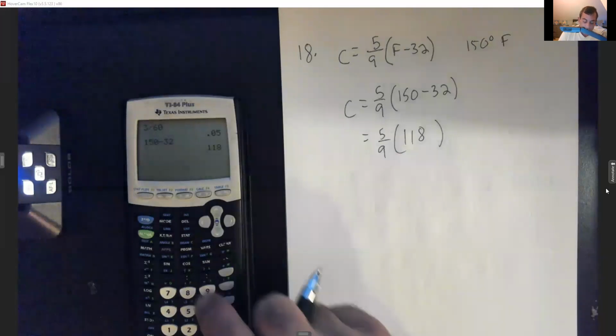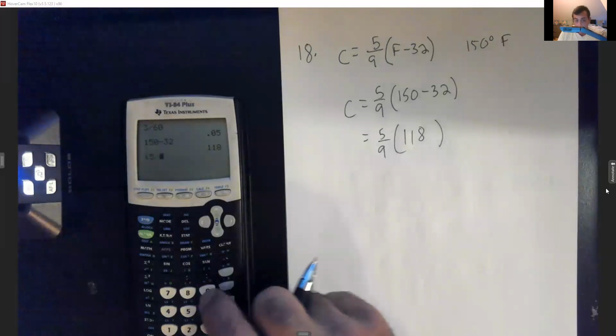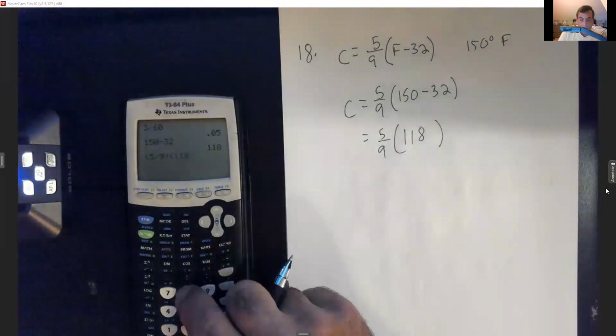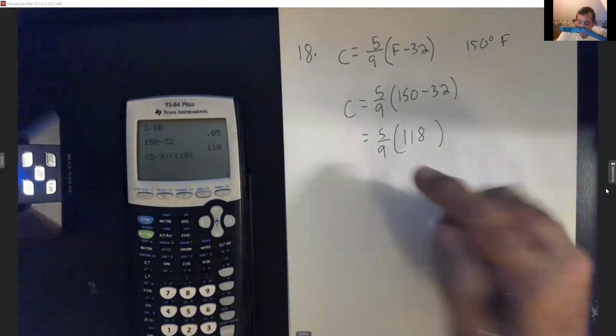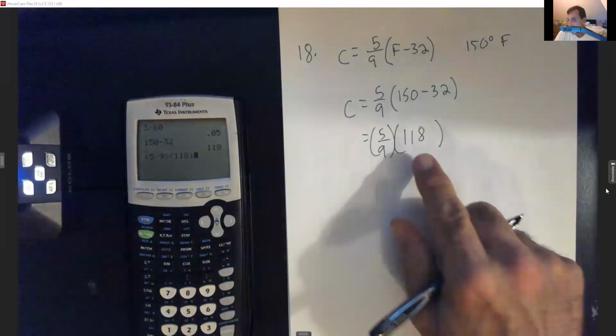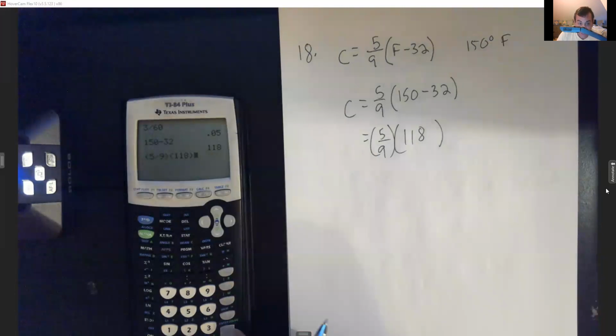So parentheses, 5 divided by 9. Close those parentheses, and then multiply by 118. And notice I put it in parentheses still. So basically on the calculator, I did that. But the 118 didn't need parentheses. So let's hit enter. And let's see what I get.